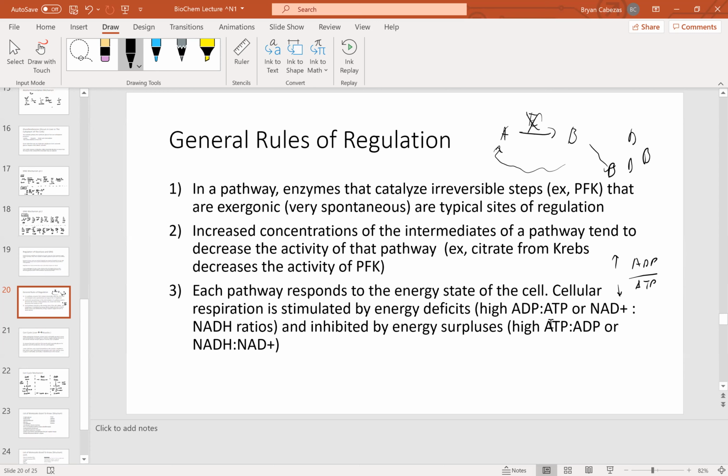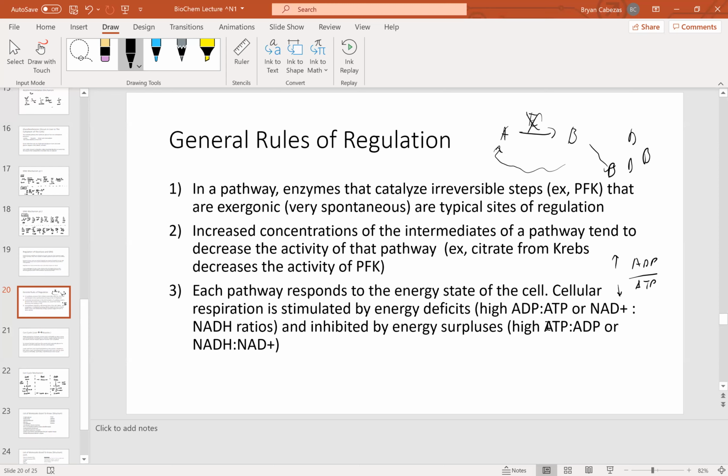And if we have that, that means that the energy is starved, right? So like, oh man, I'm really hungry. I need some ATP. So the process that's going to be positively regulated would be the catabolic process, right? Like glycolysis.